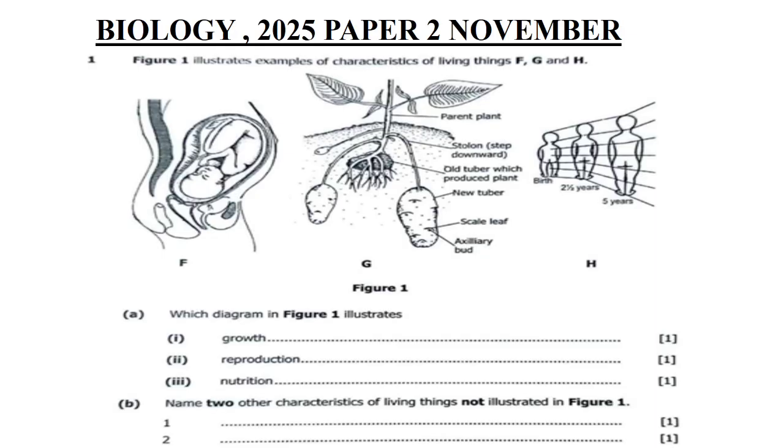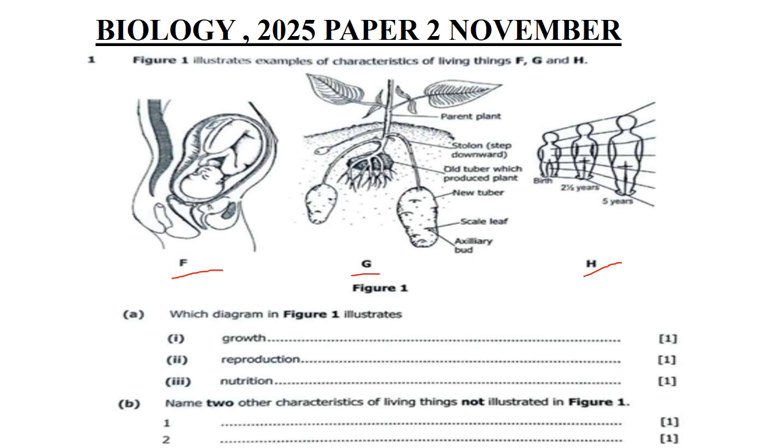Okay, so let us also go through this question together. This is a past paper question, 2025, paper 2, November. Figure 1 illustrates examples of characteristics of living things. So we have F here, we have G, and also we have H. Alright, so this question is basically coming from the topic that we have just covered, which is the characteristics of living things under the introduction of biology.